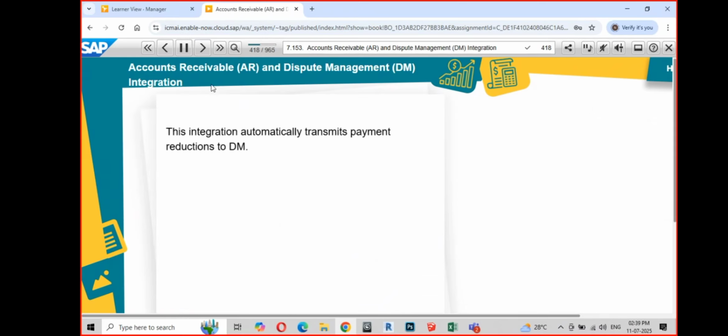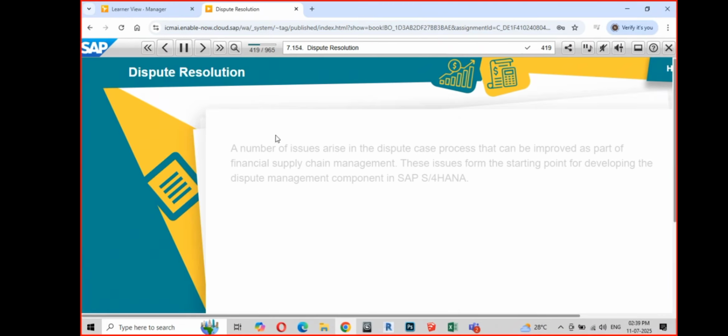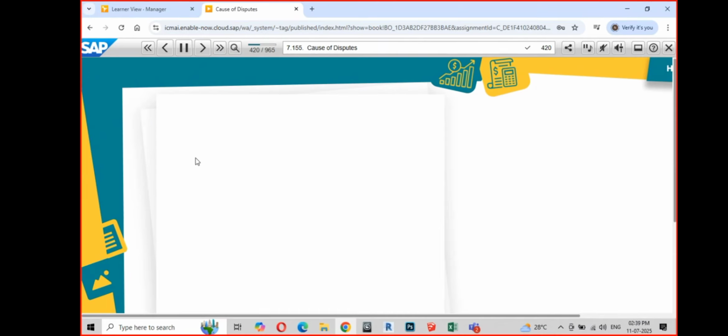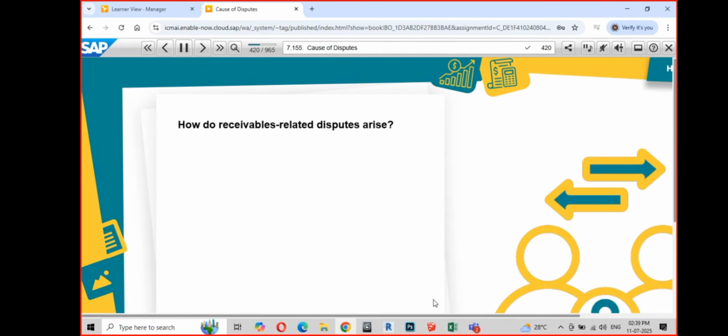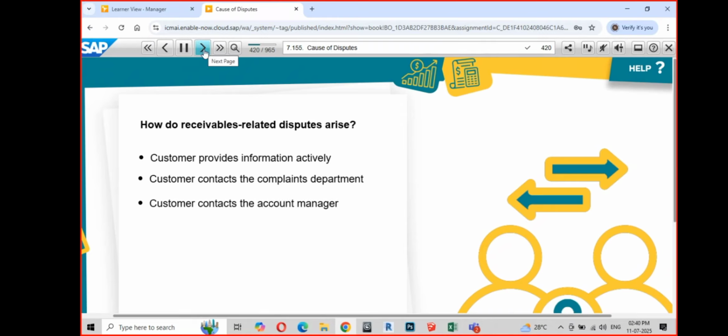Just go through these slides. Let us spend a few seconds to understand. Customer provides information, contact, the complaint. Just read them through. Very, very general.